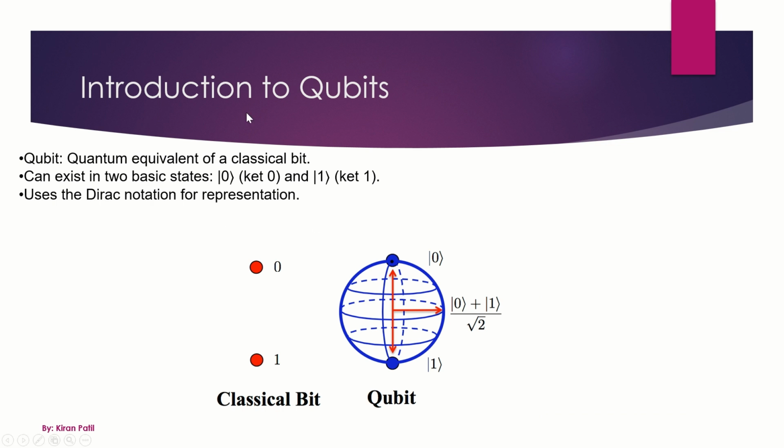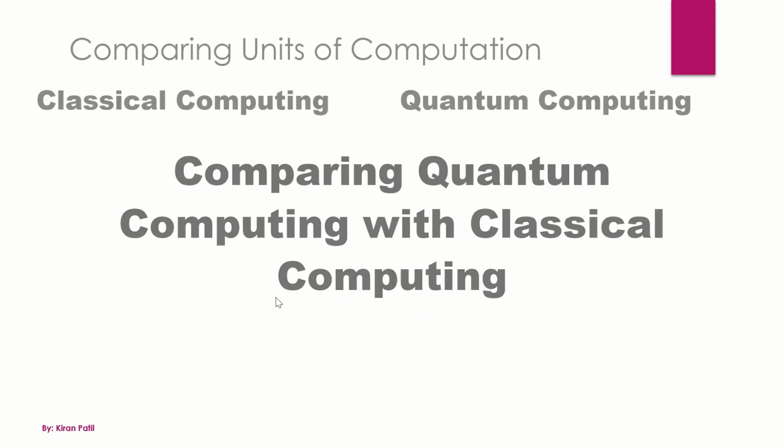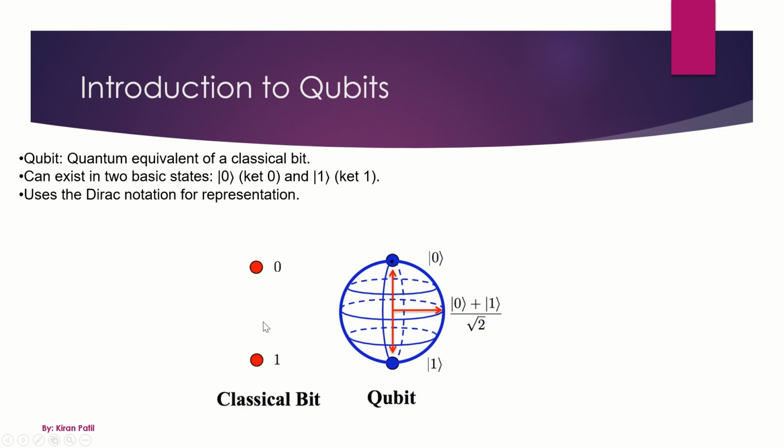Now you can see classical bits, that is 0 and 1, and this is a qubit. As you can see, this qubit is representing two states. As shown in this diagram, these are the classical bits 0 and 1, and these are the qubit states ket 0 and ket 1. Now what is this ket? Ket is the Dirac notation. The qubit is represented by this simple ket. This is ket 0, this is ket 1.